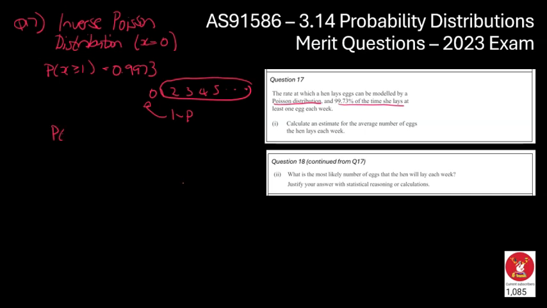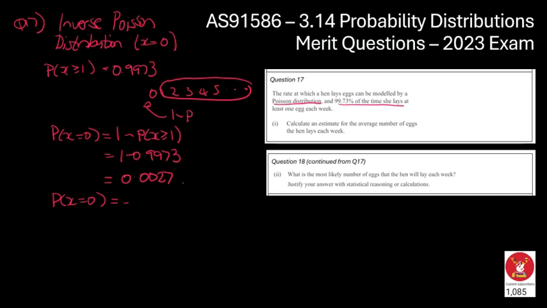So the probability that x is equal to 0 is going to be equal to 1 minus the probability that x is equal to or greater than 1. And we know that from above. So that's going to be 1 minus 0.9973. And then when I do that math, that gets me to 0.0027.